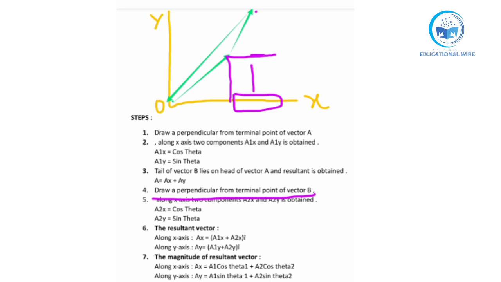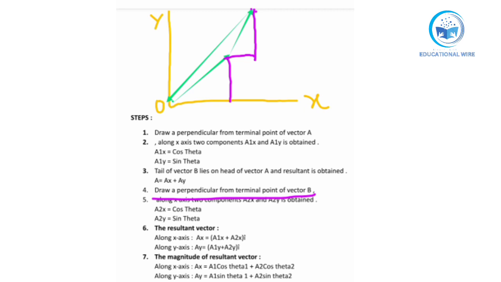Okay, after that it says draw perpendicular from terminal point of vector b. So we have made a line of vector b from the terminal point. This is the terminal point, the ending point of vector b. So from here we made a perpendicular over here.